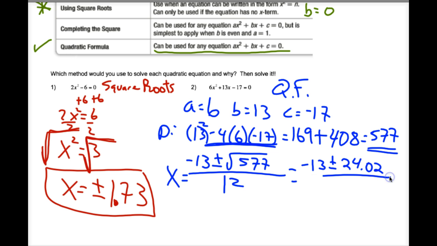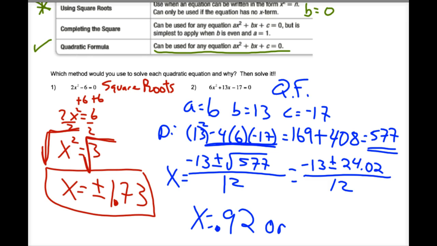24.02. Is that the square root of 577, people? Yeah. All over 12. Okay? So now, again, you're going to use your calculator. Negative 13 plus 24.02 equals, divided by 12, equals 0.92. Did somebody else get 0.92? In the homework, it only rounded to 1 spot. Yeah. Round to 2. If you round to 1, that would be totally fine, but I think it's a little more accurate when you round to 2 decimal spots.